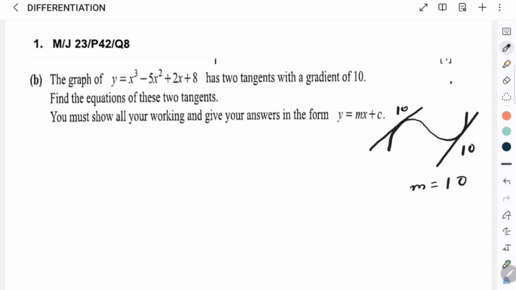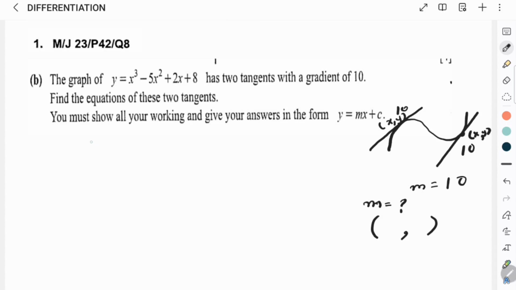In coordinate geometry you must have learned that to find any equation of a line you need a gradient and you need a coordinate on that line. So the gradient is already there. You need to find at which points the gradient equals 10 for both of them. When the equation is given and we want the gradient, we find the derivative. So differentiate the equation. The basics of differentiation is to multiply the coefficient with the power and subtract one from the power. For that you must know the basics.